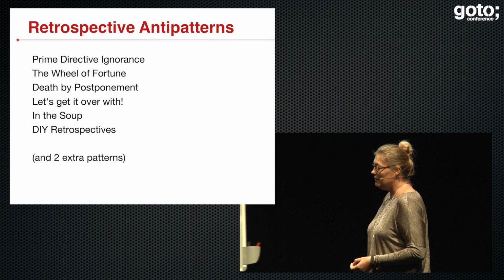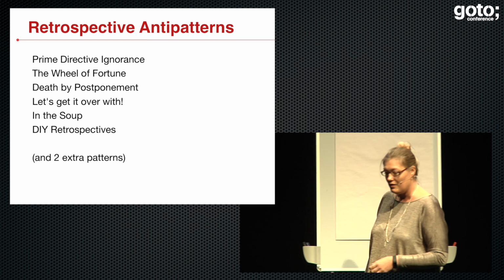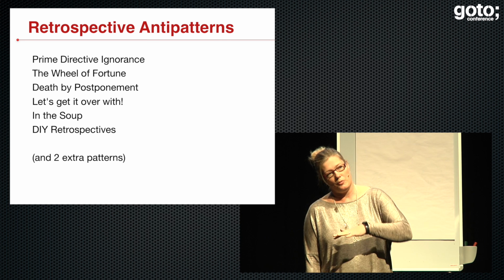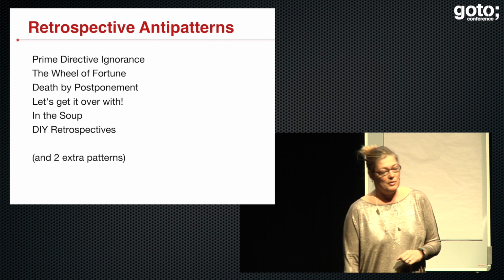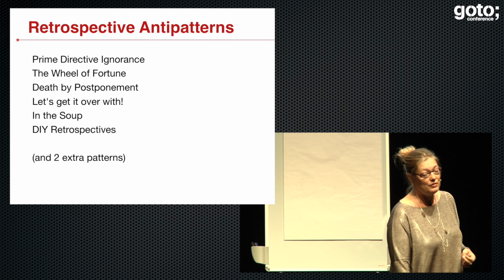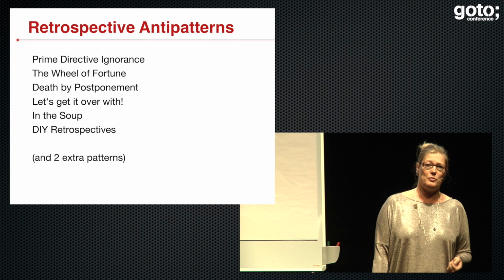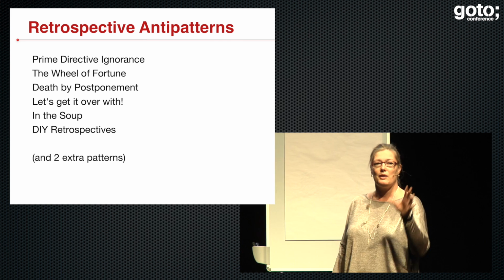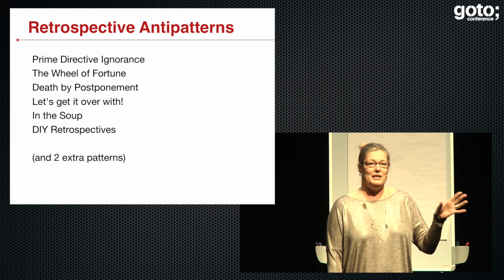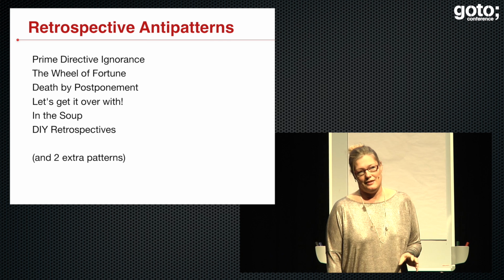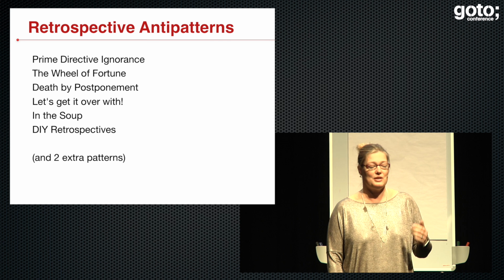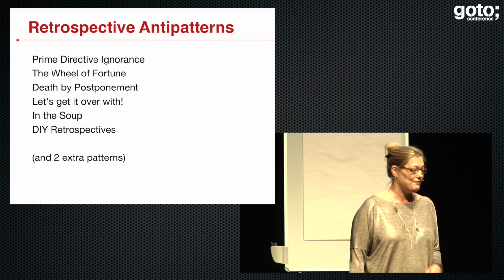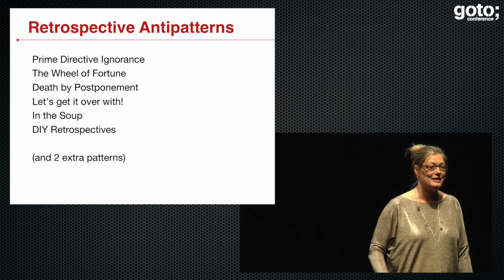The antipatterns that I'm going to talk about are named after the problem that they are. Prime directive ignorance, the wheel of fortune, death by postponement, let's get it over with, in the soup, and do-it-yourself retrospectives, and then there'll be 2 extra patterns. That's what I'm going to go through, and then I'll remind you in the end what I said, because it's late in the evening, so it'll be difficult to stay awake for the whole talk. Luckily, it's very bright up here, and I can't really see you, so I can't see if you're sleeping. It's quite all right.